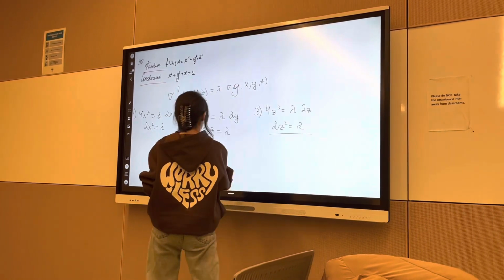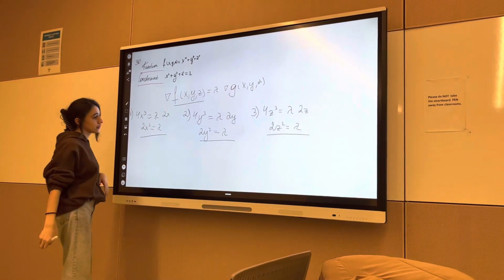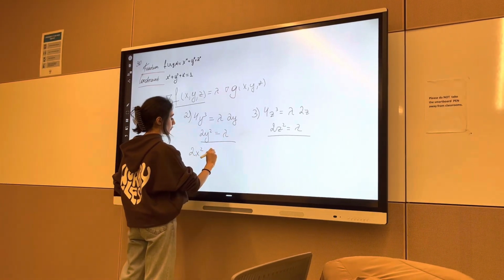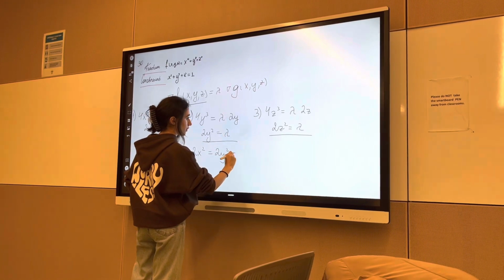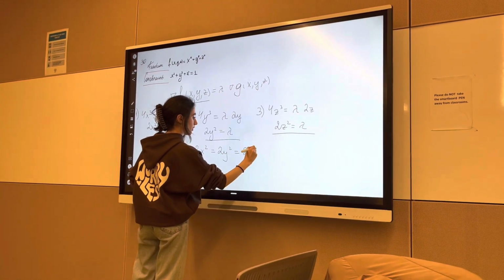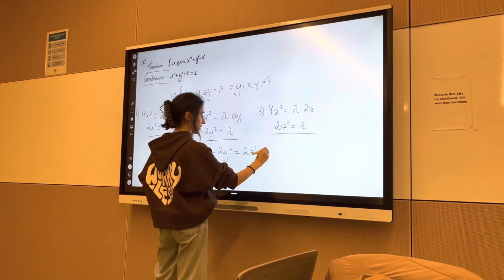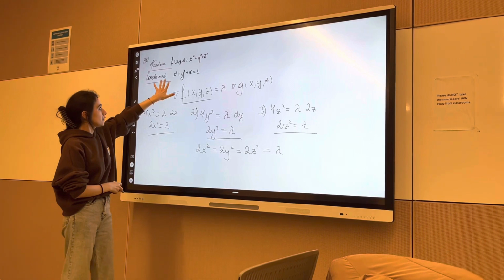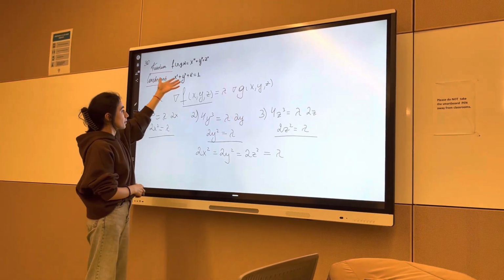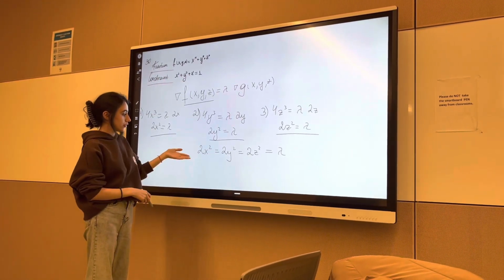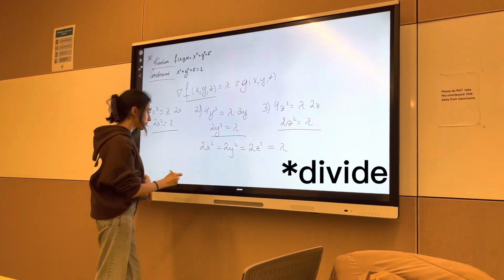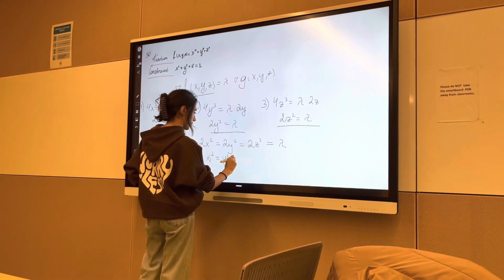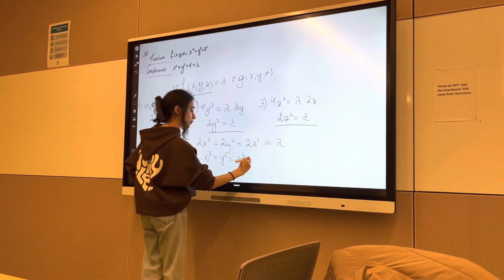So, as you see, we found all the lambdas, and we can say that 2x squared is equal to 2y squared and equal to 2z squared, because all of it is equal to lambda. As you see from our constraint, we don't have any coefficients before the components, so I suggest you multiply all of it by 2, which will be x squared is equal to y squared equal to z squared and equal to lambda over 2.